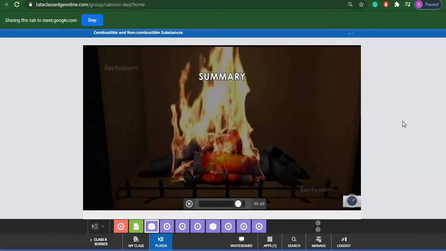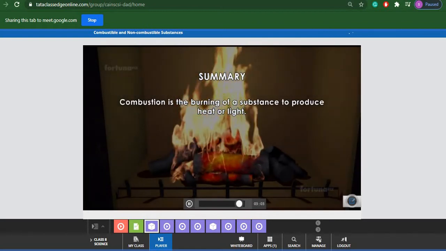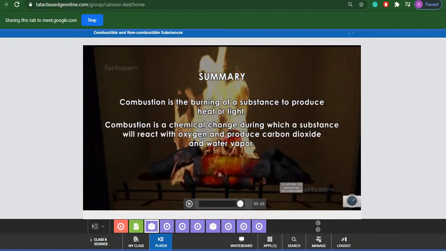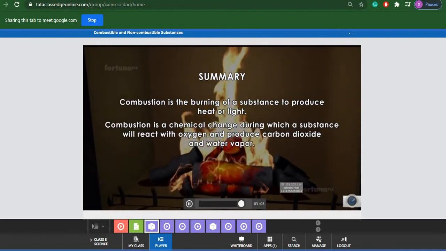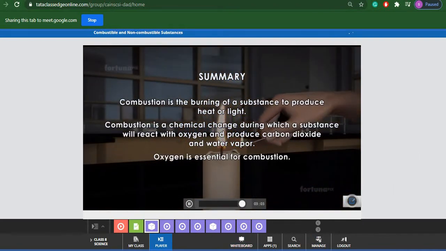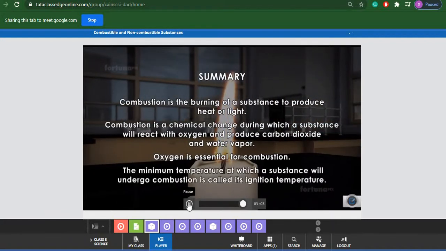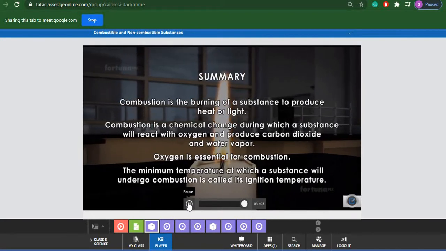Summary: combustion is the burning of a substance to produce heat or light. Combustion is a chemical change during which a substance will react with oxygen and produce carbon dioxide and water vapor. Oxygen is essential for combustion. The minimum temperature at which a substance will undergo combustion is called its ignition temperature.